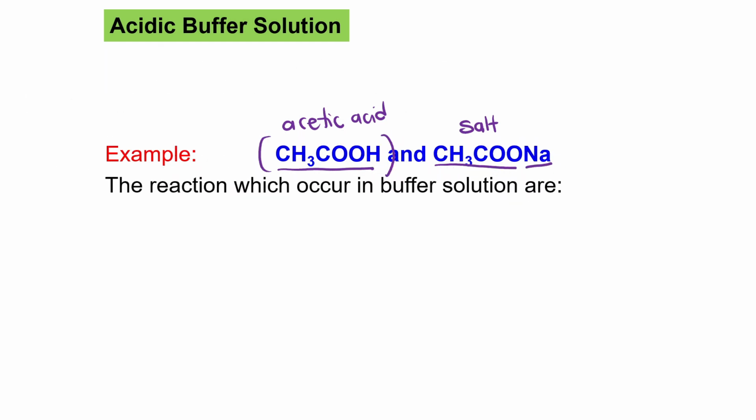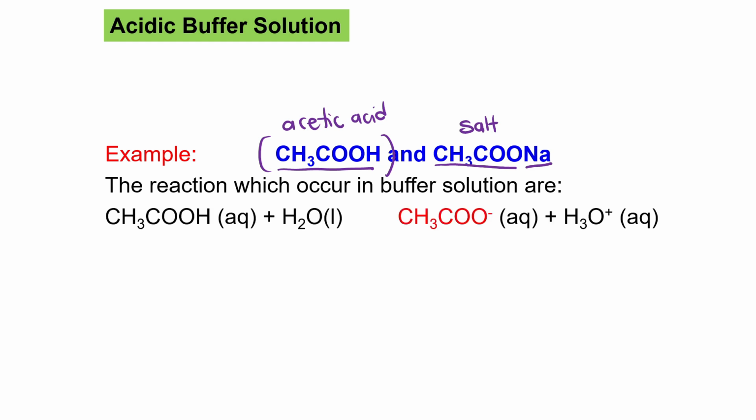So the reaction which occur in buffer solution, so this is dissociation of weak acid. Weak acid akan dissociate kepada conjugate base. Jadi dia akan release hydrogen, dia akan donate the hydrogen kepada H2O. So dia akan tinggal apa? CH3COO- and H3O+.